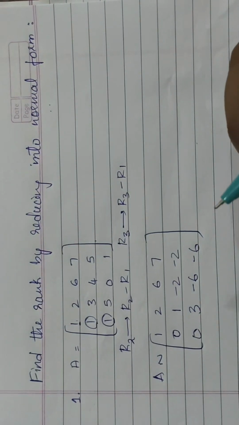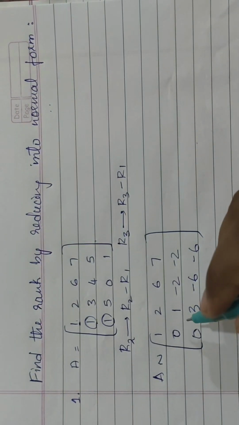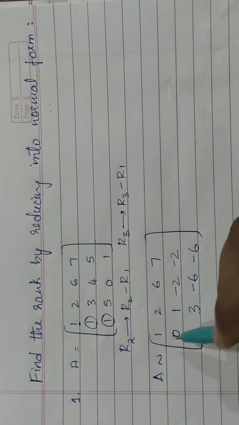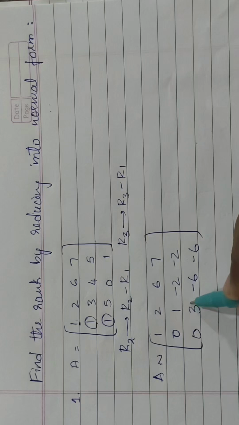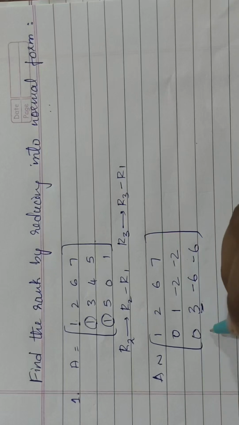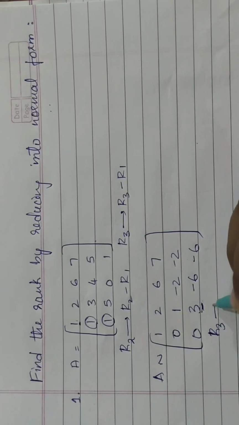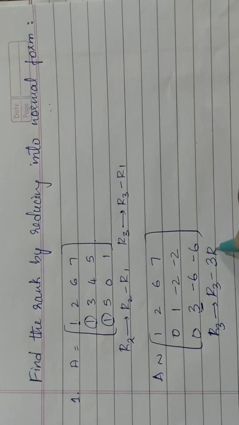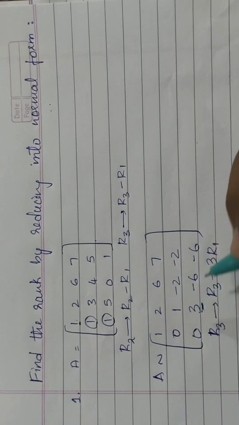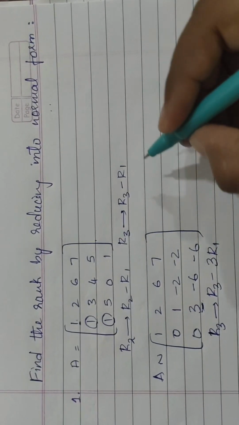Now, in the second step of the echelon form, we move to the second row, second element. Here it is already 1, and using this we will make this 0. For that, the transformation is R3 changing to R3 minus 3R2, because we have plus 3 here. So it is minus 3R2.